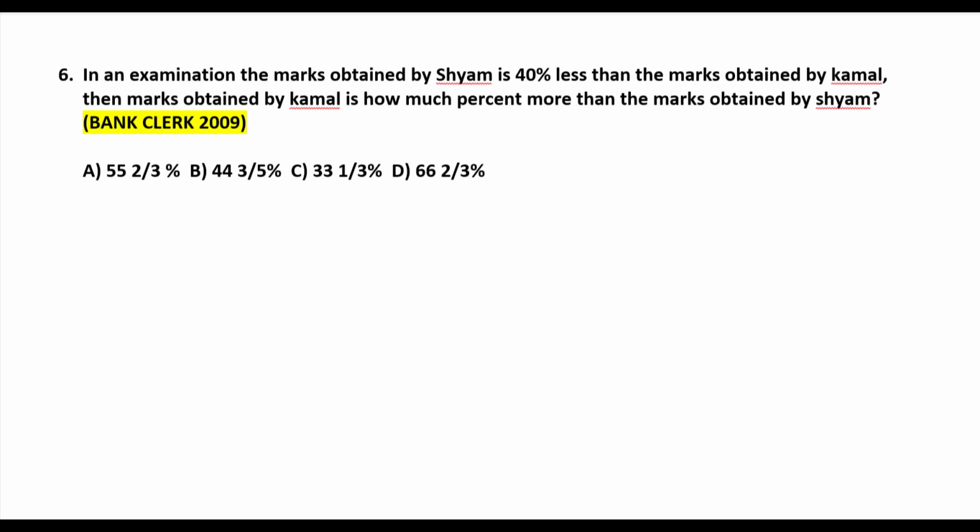Sixth question is, in an examination, the marks obtained by Shyam is 40% less than the marks obtained by Kamal. Then marks obtained by Kamal is how much percent more than the marks obtained by Shyam? This question was given in bank clerk exam 2009. So let's solve. From the question we understand that Shyam's marks are 40% lesser than Kamal's. What you have to find is how much percent is Kamal's marks more than Shyam's. This question is similar to the previous two questions. So we'll use the formula and get the answer.